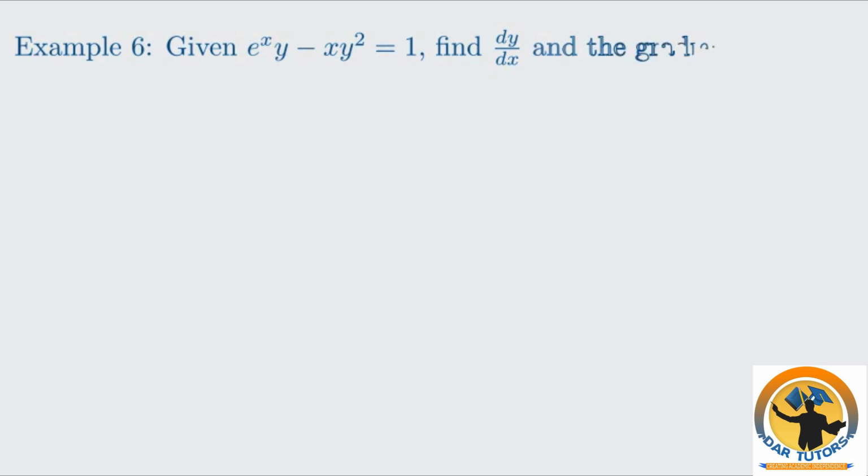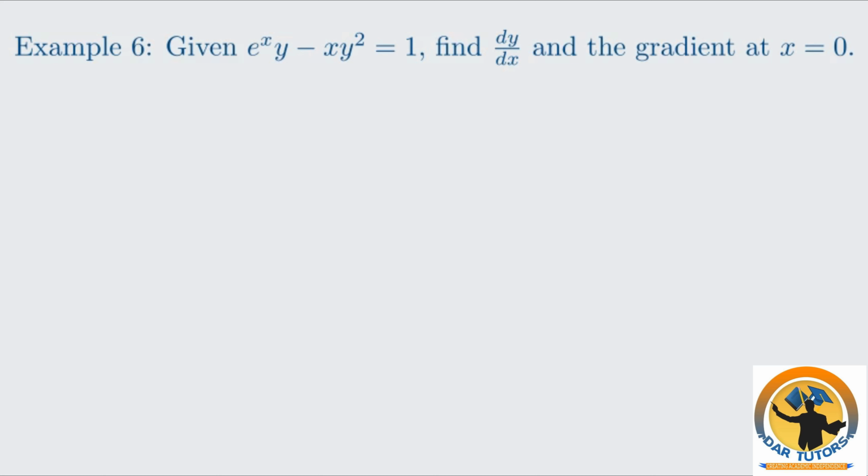Let's look at another HL-level problem involving a more complex implicit relation. We are given the curve e to the power of xy minus x times y squared equals 1. We need to find dy/dx and the gradient of the tangent at x equals 0.